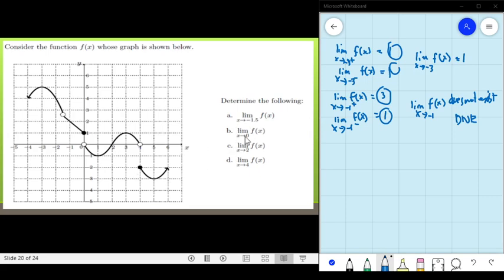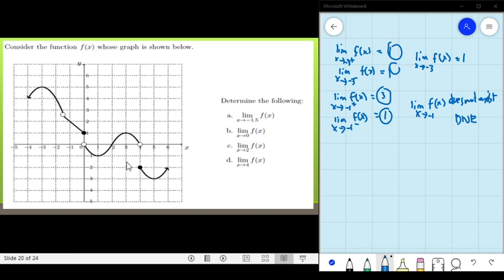The limit of f of x as x approaches 0. So, 0 from the right and 0 from the left. From the right, it goes to 0. And from the left, it goes to 1. So, since the right and the left are not equal, therefore we can say that the limit of the function as x approaches 0 does not exist.